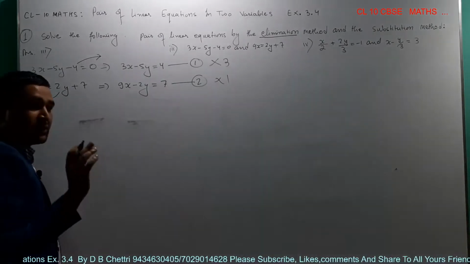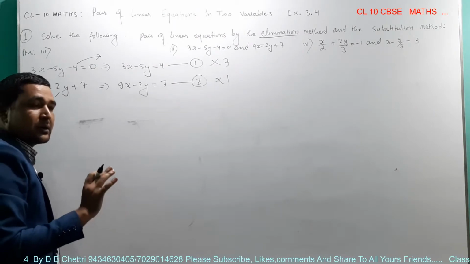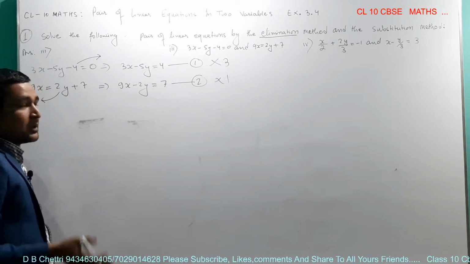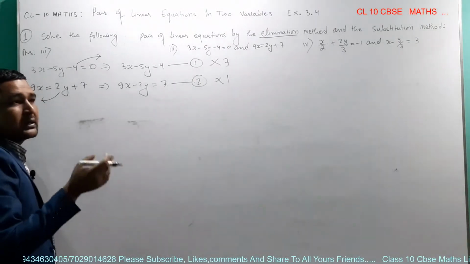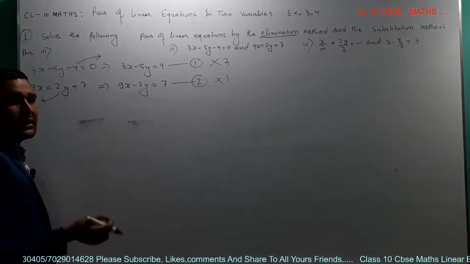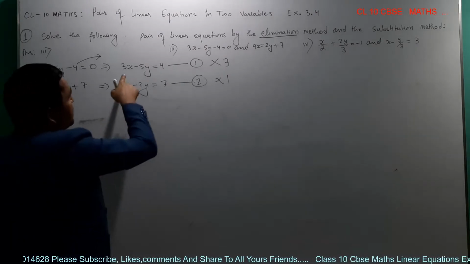You have to make the coefficient of one of the variables the same, either by multiplying by a factor, by exchanging their numbers, or by taking any other number to make their coefficients the same. I think you got the idea. Now let me solve it.